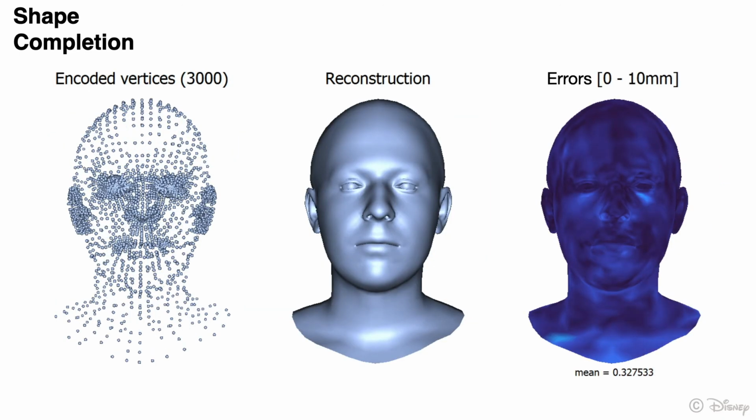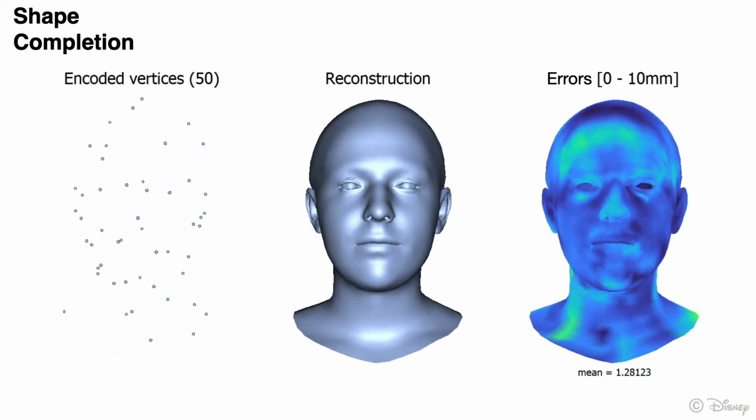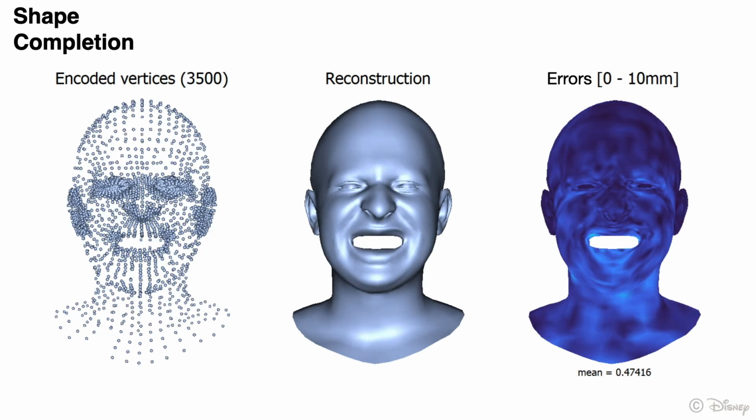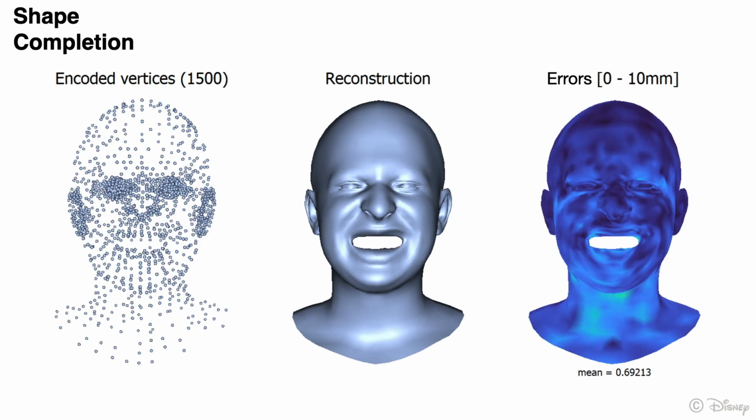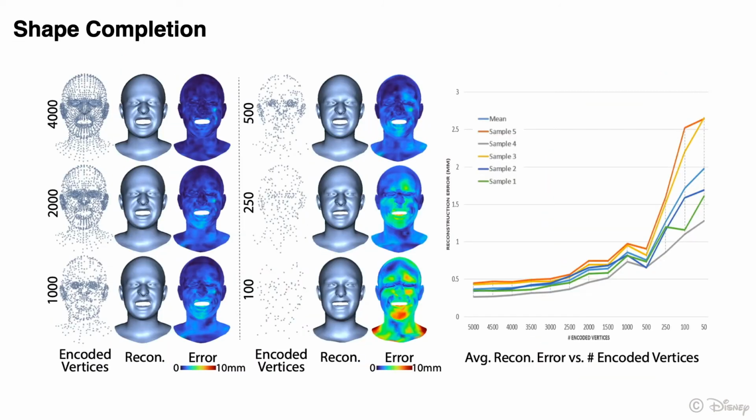An extreme case of missing input data is to sample a random subset of vertices of the encoded mesh. Our shape encoder is able to still obtain plausible shape codes even under such extreme cases, which we show by slowly reducing the number of encoded vertices. The reconstruction quality degrades gracefully as a function of the number of encoded vertices.